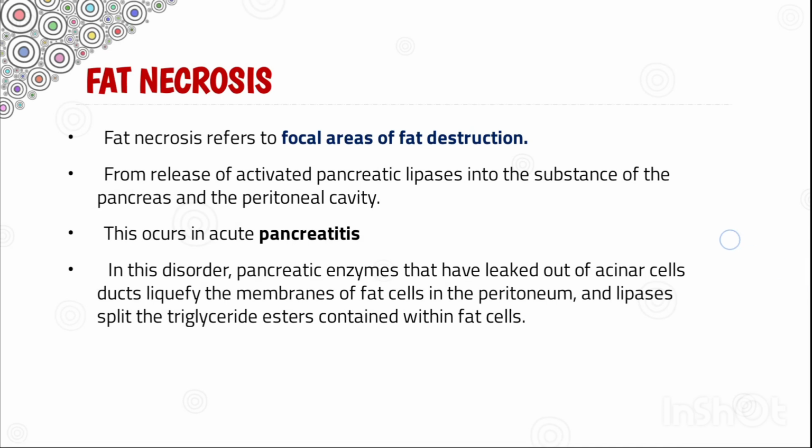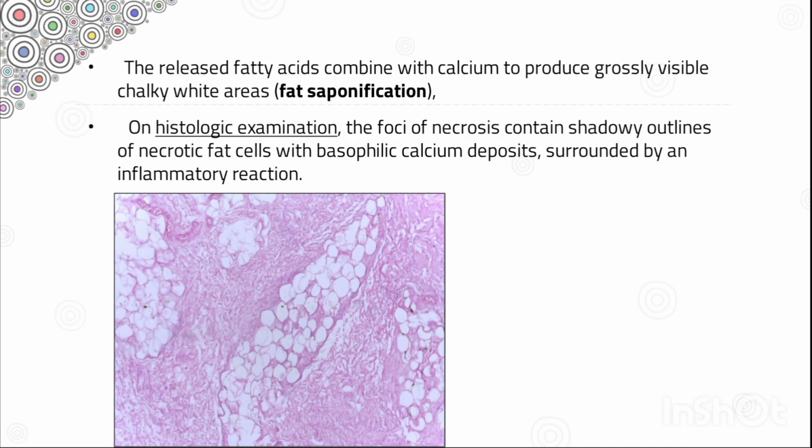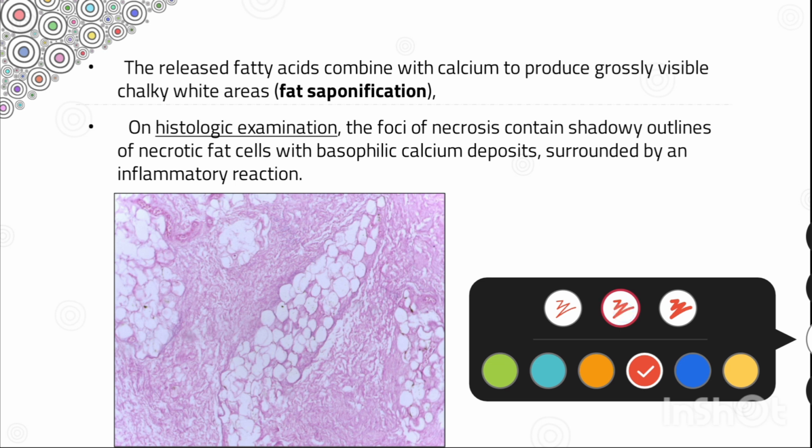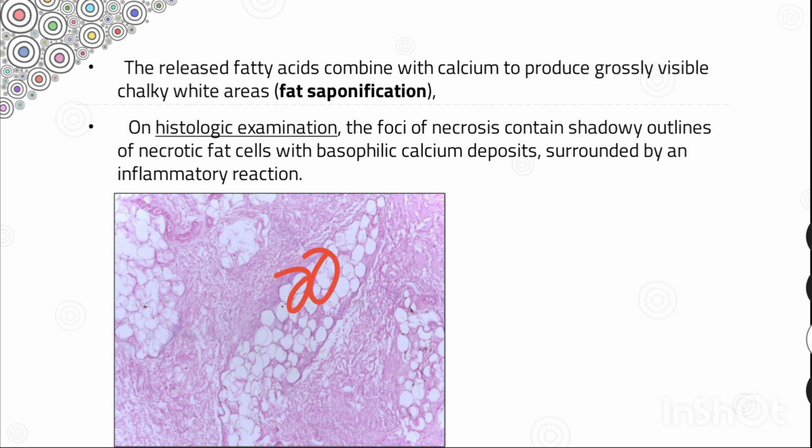Again, these fatty acids will combine with calcium, and thus they produce a chalky white appearance that is called fat saponification. And when we are examining histologically, we can see foci of necrosis containing shadowy outlines of necrotic fat cells with basophilic calcium deposits, surrounded by inflammatory reaction. So there will be these fat cells which have undergone necrosis with some calcium deposits and will be surrounded by inflammatory reaction.